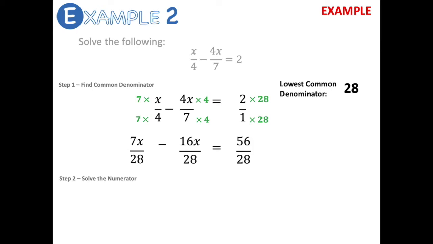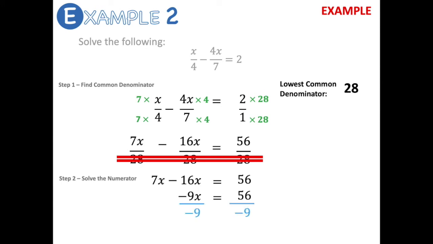Now that I've got my common denominator across all terms in my equation, I can go ahead and remove the common denominator. That leaves me with 7x subtract 16x is equal to 56. That gives me a normal linear equation I can go ahead and solve. So negative 9x is equal to 56. The opposite of multiplying by negative 9 is to divide by negative 9, and I want to do that to both sides. So x is going to be equal to negative 6.2.